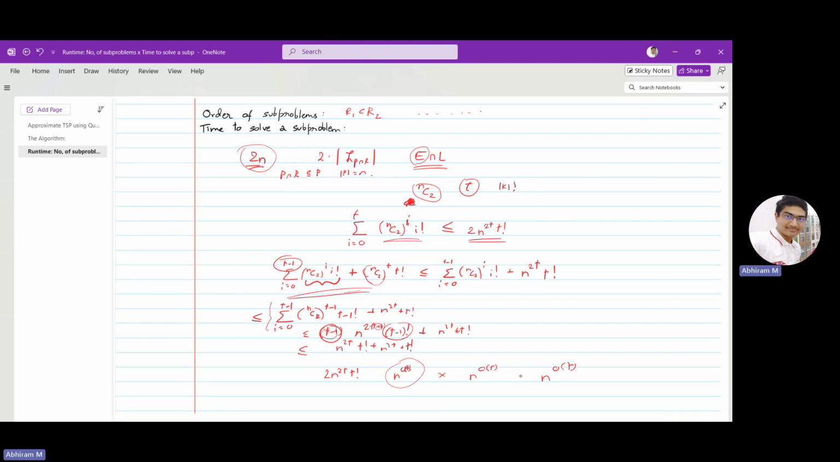So we have to do this whole process 2n times, one for each line. So it is going to be 2n into this. If you really do want to do it, you can see that this is still n to the power O of t. This n is going to get subsumed into this and become plus 1, but O of t plus 1 is still O of t, and 2 is a constant. So it's n to the power O of t. So the time to solve a subproblem is n to the power O of t. Good. Now, the number of subproblems.